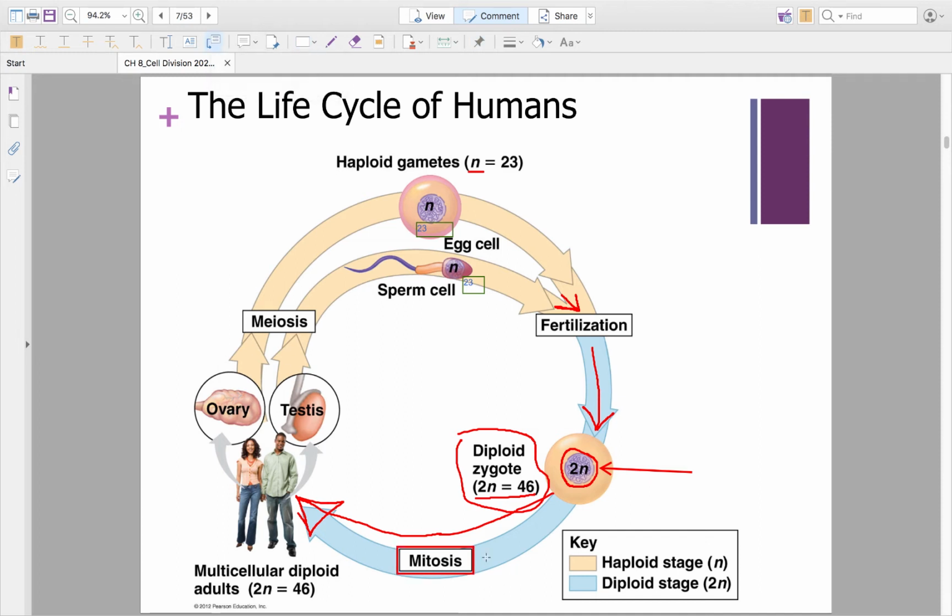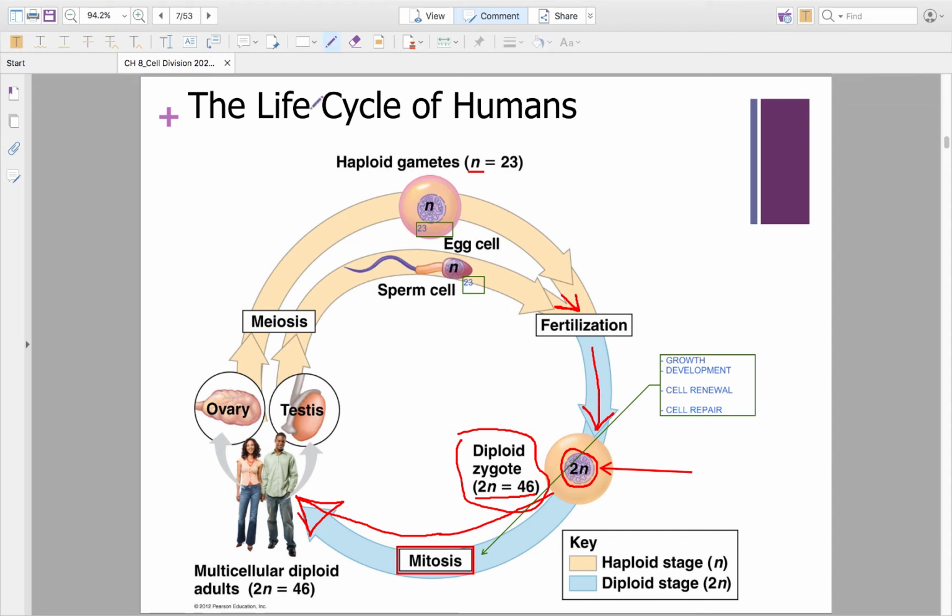So mitosis is used for growth, development, and then once you're an adult, you need cell renewal and cell repair sometimes. So mitosis is responsible for that.